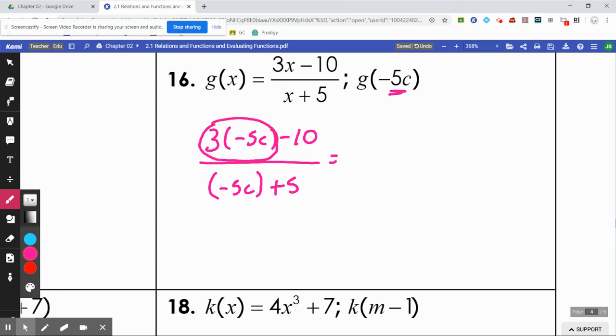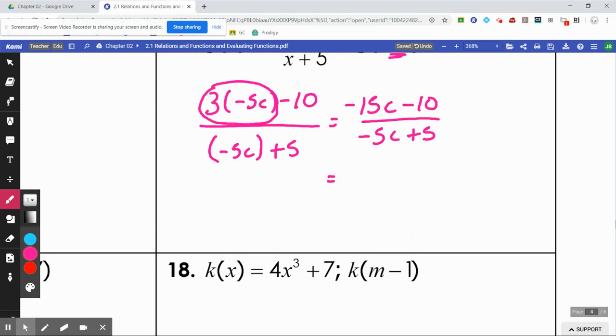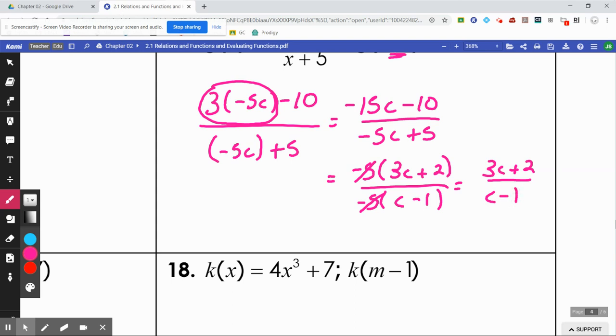Multiply, this is not distributive because there's no plus or minuses. That's -15c minus 10 on top. -5c plus 5 on bottom. Now we might be able to clean that up a little bit. I think the top of -5 could factor out of the top. You'd be left with a positive 3c plus 2. On bottom, you can factor out a -5, and you're left with a c minus 1. -5 and -5 cancel, and your final answer is 3c plus 2 over c minus 1.